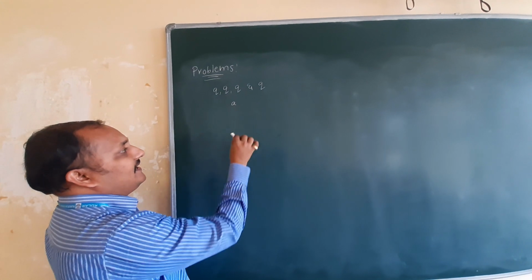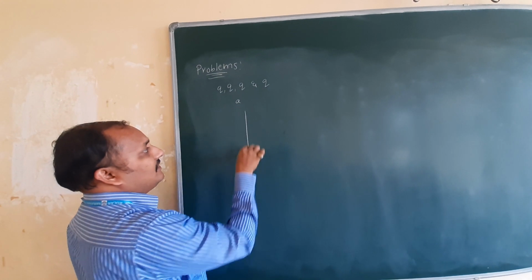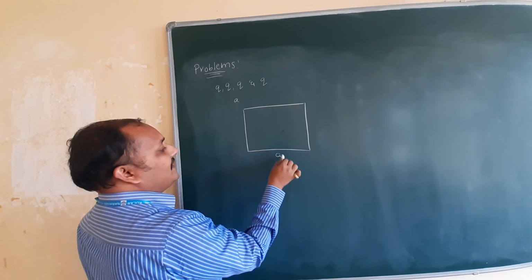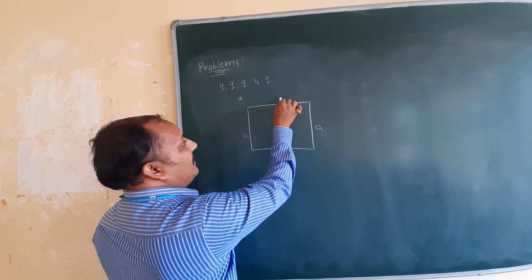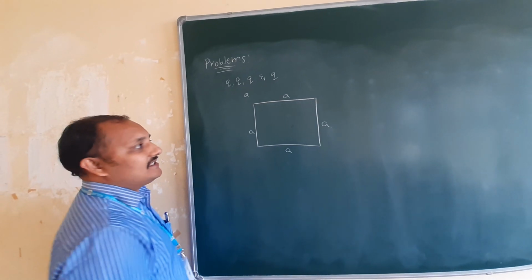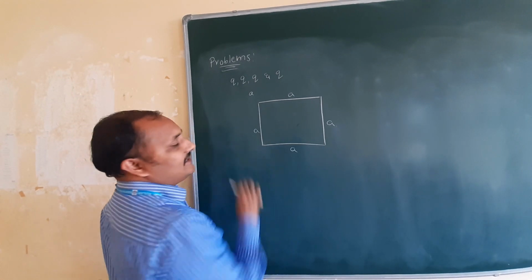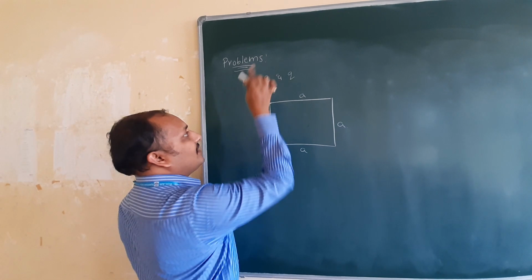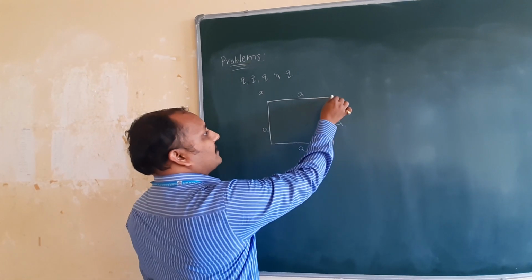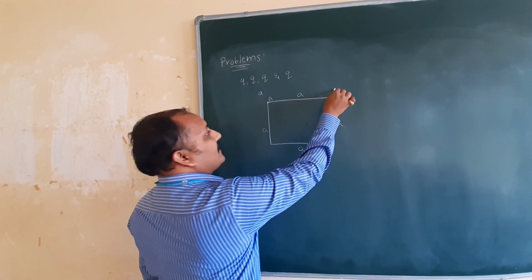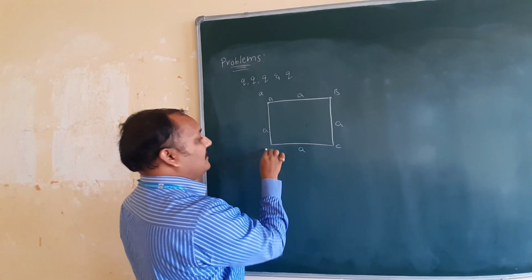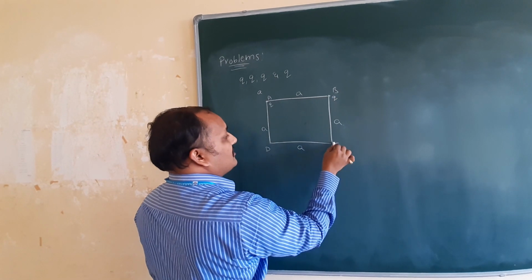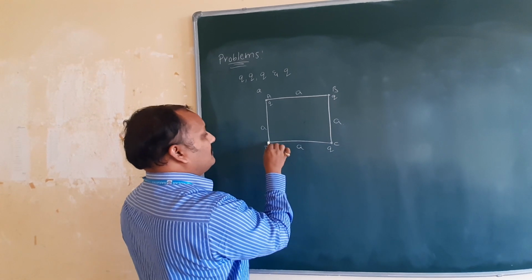Now see the diagram once. This is a square. Each side is A, in centimeters or meters, as they will give. We are placing four equal charges at the four corners. Let us call the corners A, B, C, D. At each we are placing one charge, Q.